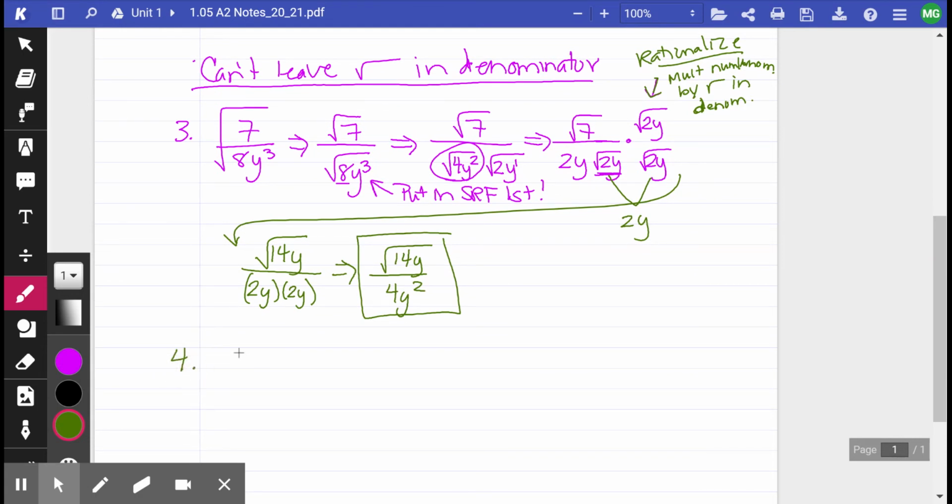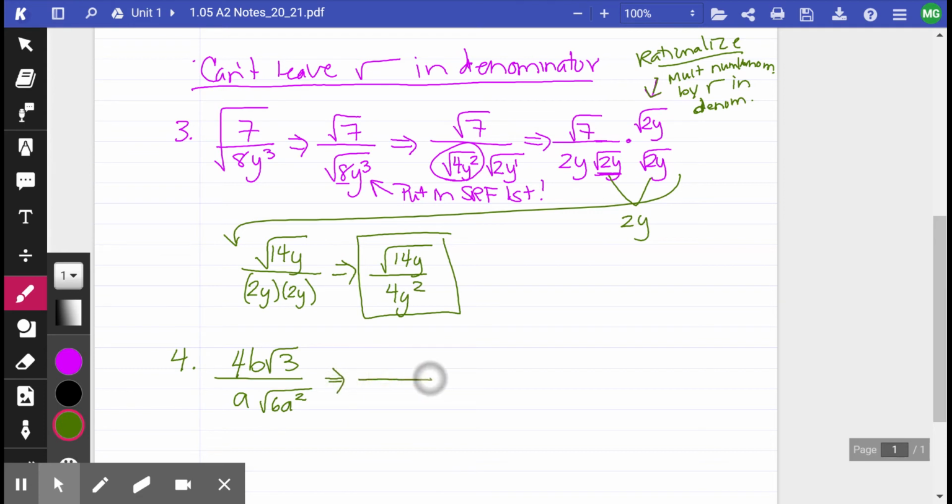Number 4. 4b times the square root of 3 over a times the square root of 6a to the second. So if you're feeling comfortable now, you might want to pause here and give this one a try, but I'll still go through it as well if you need me to.